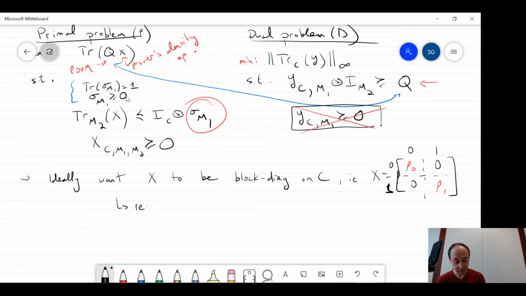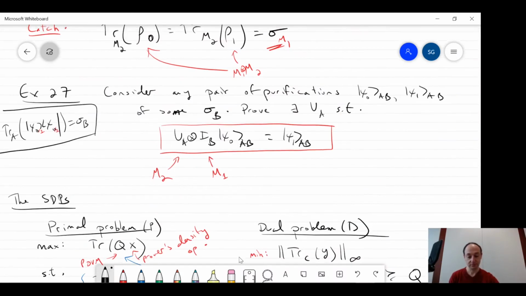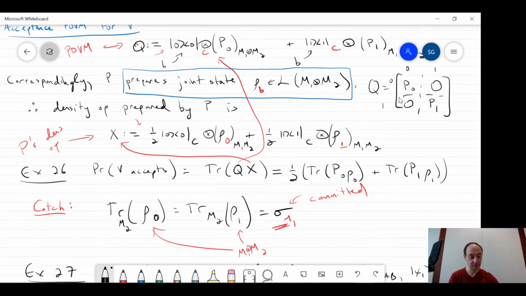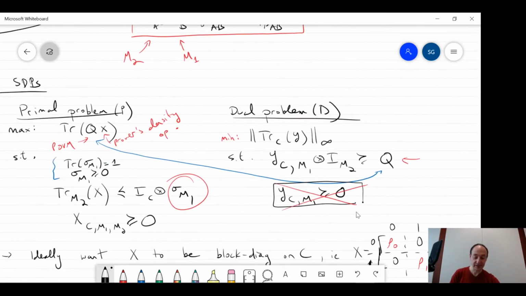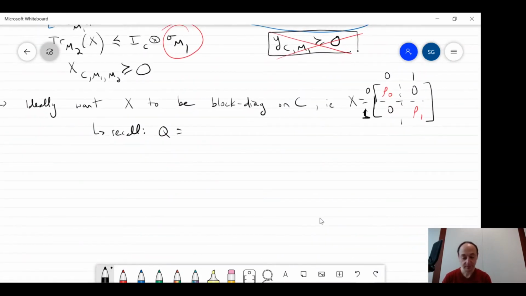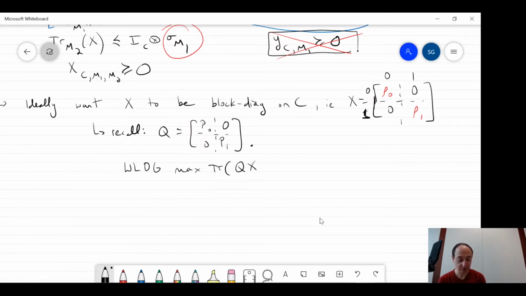So recall that Q, let me get the definition back. Where was Q? Right? Q looked like this, right? It just put the measurement operators on the diagonal just like that, right? So this is what Q looks like. Q looks like P0, P1, right? And so the point is that without loss of generality, right, if I want to maximize the trace of Q times x for positive x, right, we can choose block diagonal x.